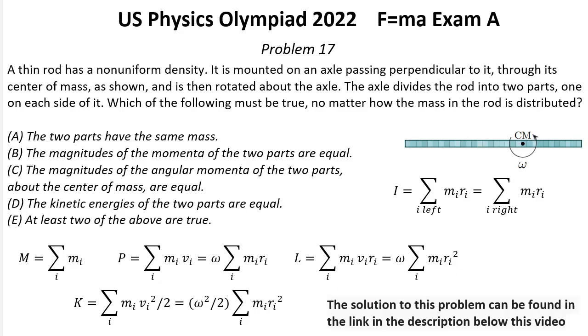If we look at these expressions, only the momentum P has the same sum of the same form. So the magnitudes of the momenta are equal, and in general none of the other quantities are equal. It means that the correct answer is B. The magnitudes of the momenta of the two parts are equal. That was the solution for problem number 17.